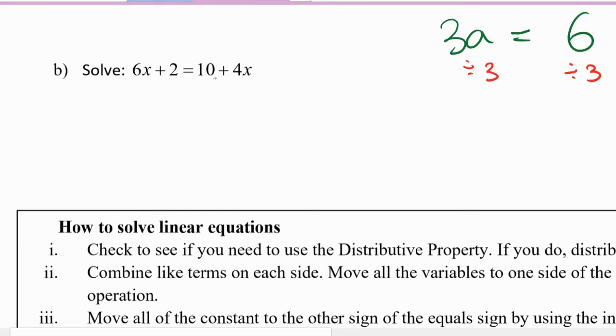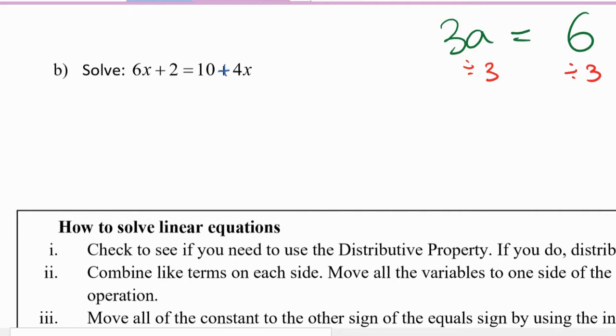6x plus 2 equals 10 plus 4x. So what is our goal? Our goal is to isolate x on one side. To isolate x on one side, we have to get rid of one of the x's. I have 6x and 4x on different sides, so you can choose either one to get rid of. I'm going to choose 4x to remove.